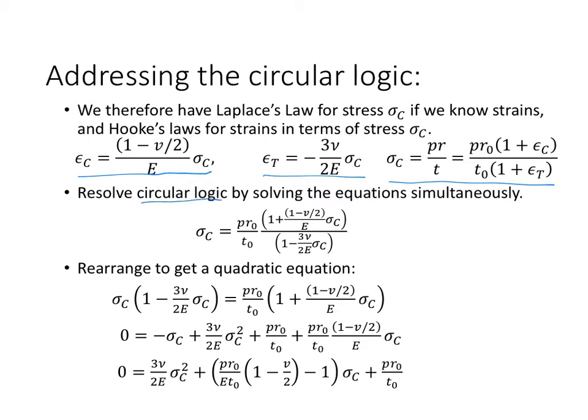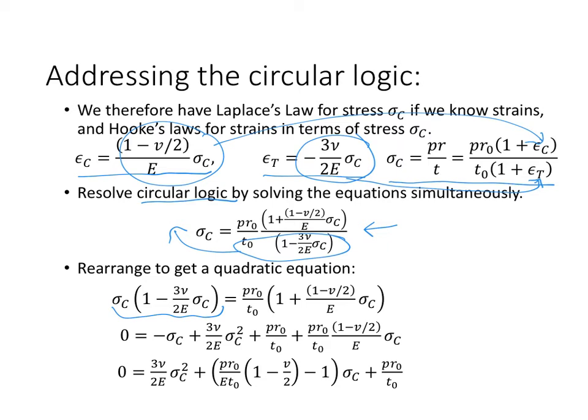We resolve this circular logic by solving the two equations simultaneously, plugging in these expressions for strain for their counterparts in Laplace's equation. And that results in this equation, which is Laplace's law for pressure vessels with moderately large deformation, assuming Hooke's law. So we can then take this and rearrange it to get a quadratic equation. Take this side, multiply it by that side. We get this, then we subtract this side from both sides in order to get 0 on one side.